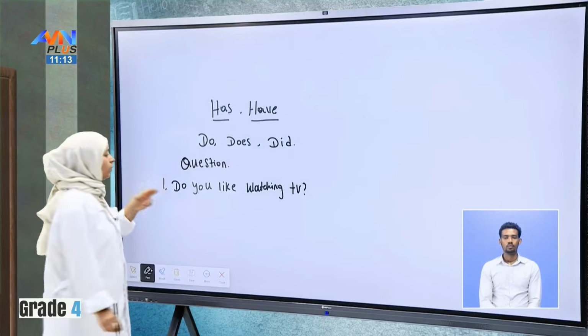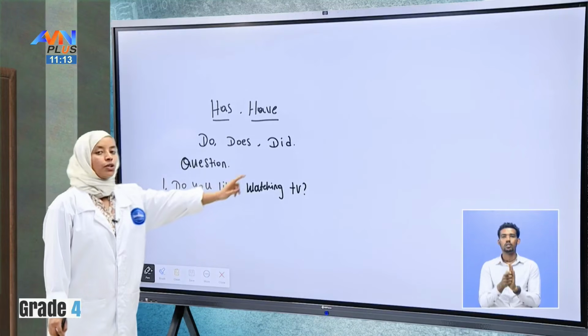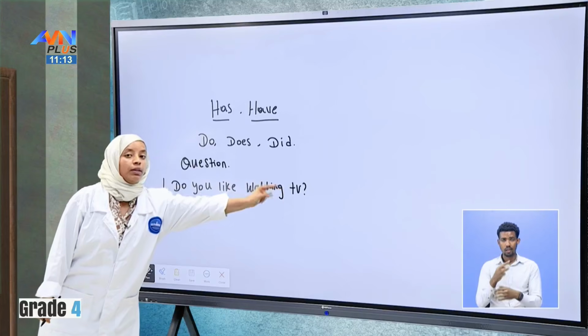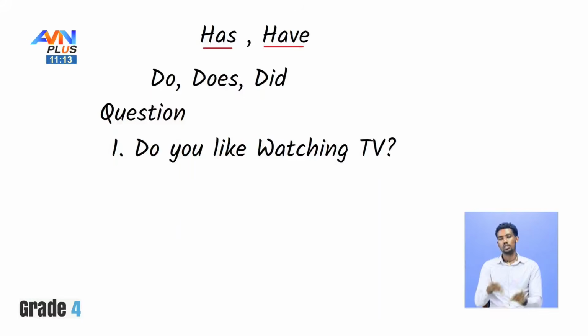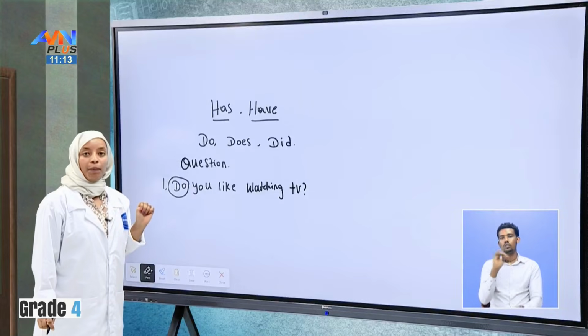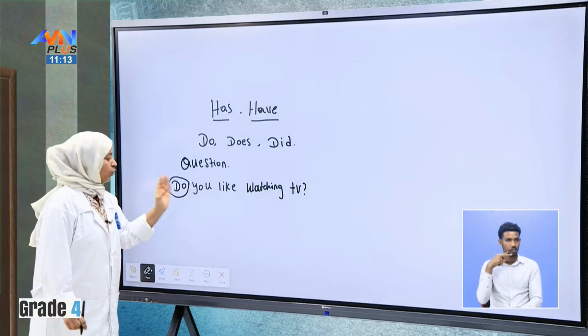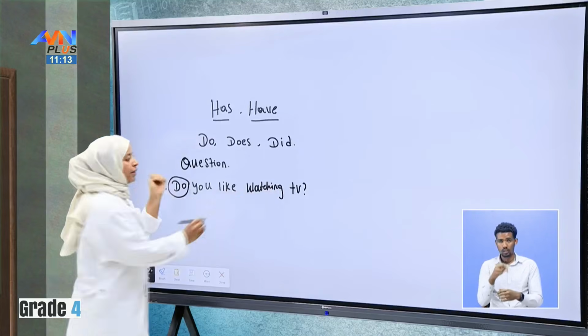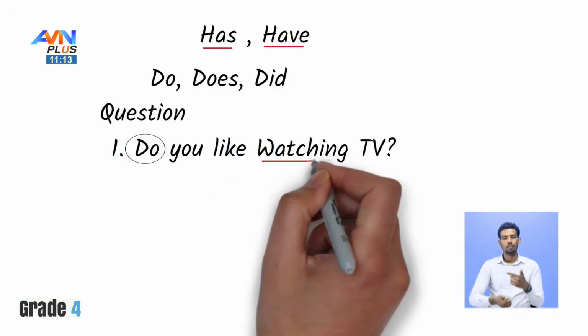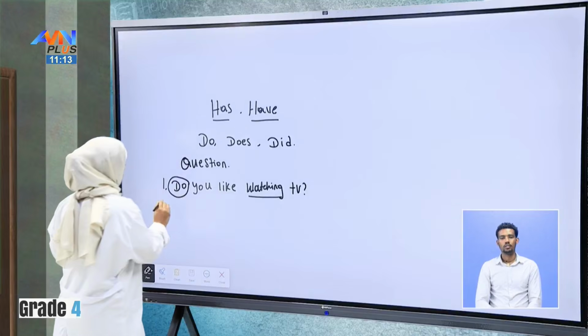Look at this example. Do you like watching TV? I'm using a question mark to make it what? Question. Here, do is what? A helping verb as a question. Do you like watching TV? Bravo, students. Let us underline the main verb, watching.